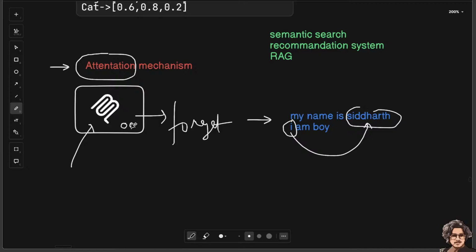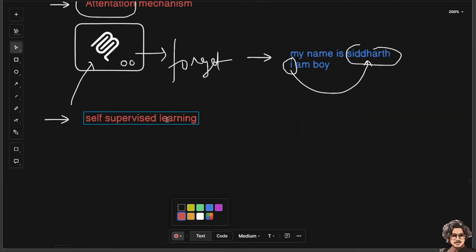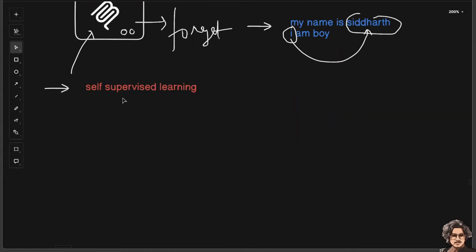Another thing: what is self-supervised learning? Self-supervised learning is learning from unlabeled data. So this means we are learning from the unlabeled data.